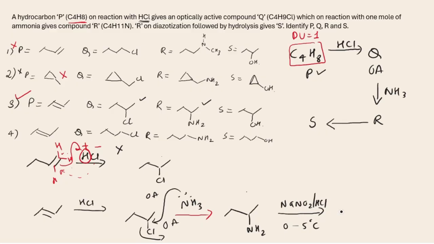So it's nothing but diazotization. It's going to form diazonium salt since they are not stable. It's going to be hydrolyzed to form an alcohol, and that's nothing but a secondary alcohol, 2-butanol. So this is product S. So this is P, this is Q, and this is R, and this is S. And all of these are correct. Therefore, the right option is option 3.